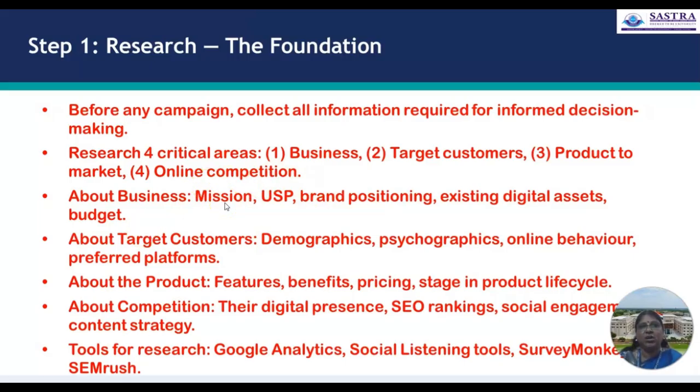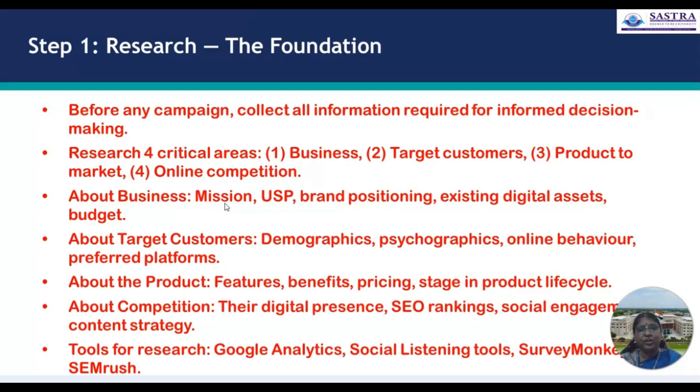And the fourth area of your research is the online competition. Now we are talking about the online competition, which is always unknown. So search for your competitors. You have to search for your competitors, analyze their websites, look at their social media pages, and read their reviews carefully. Use tools like SEMrush or SimilarWeb to understand their traffic and keywords. This competitive intelligence will inform your strategy at every step.